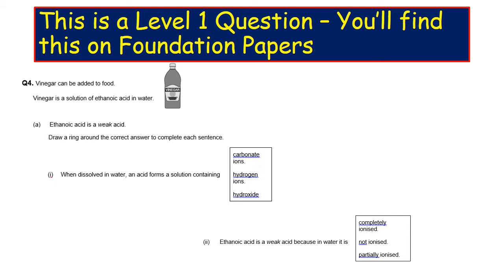So, ethanoic acid is a weak acid. Draw a ring round the correct answer to complete each sentence. So, when dissolved in water, an acid forms a solution containing hydrogen ions. Hydroxides would be alkali, okay? Ethanoic acid is a weak acid because it is only partially ionised, okay?